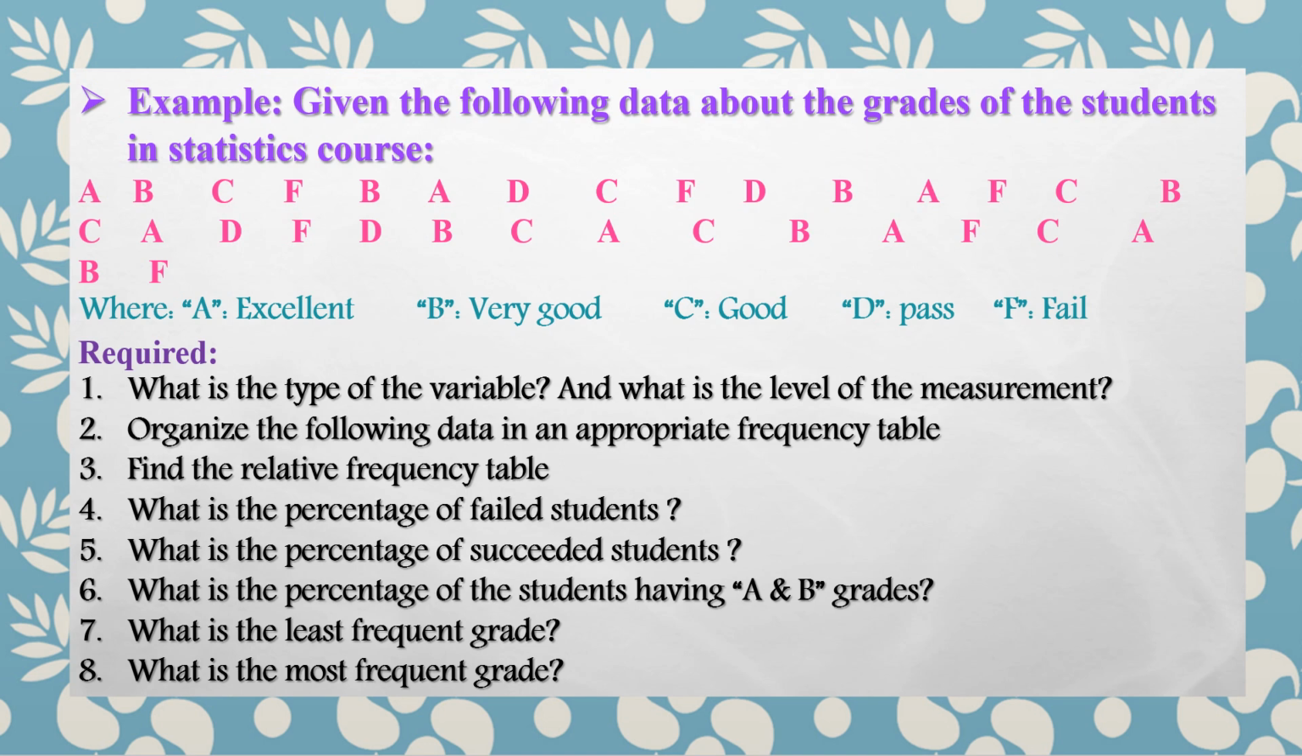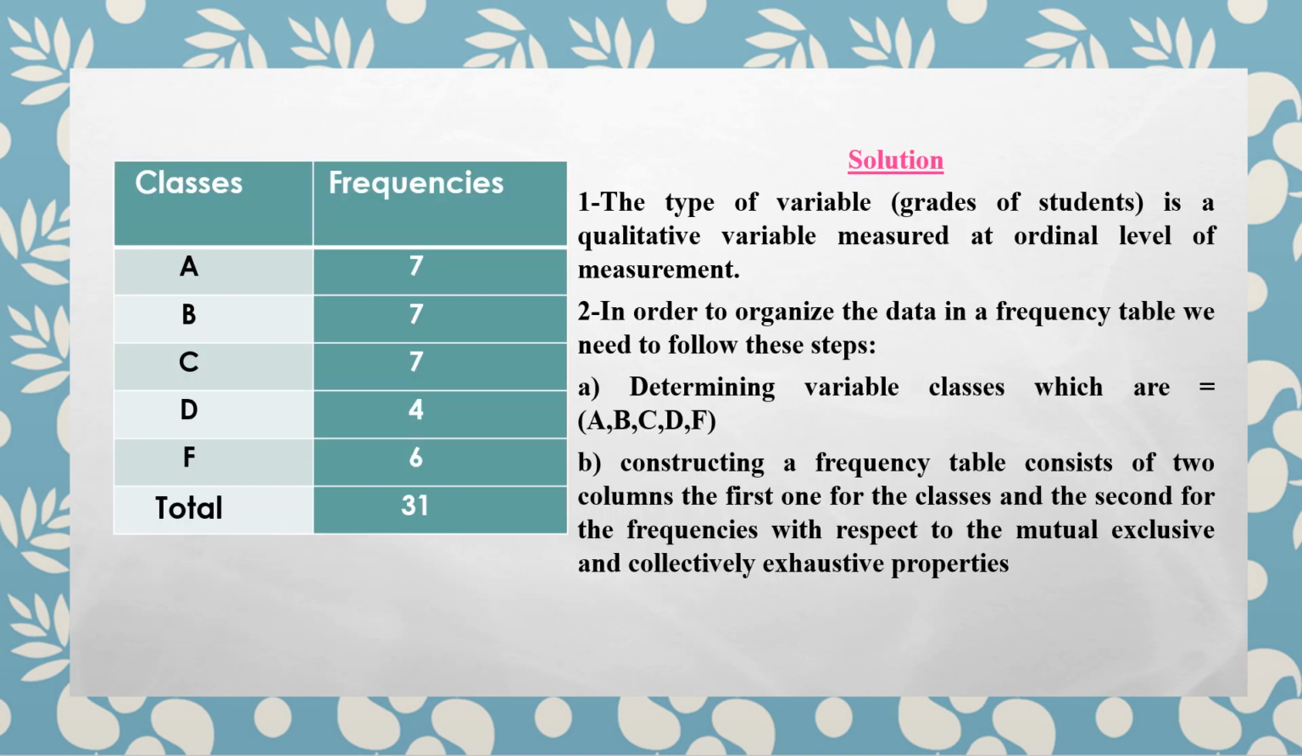Then we will construct the frequency table, which consists of 2 columns, classes and frequencies. We already have the classes, and we should count how many times each class is repeated in the sample. So for the class A, we can see that it's repeated 7 times. So the frequency for A, which is excellent, is 7.